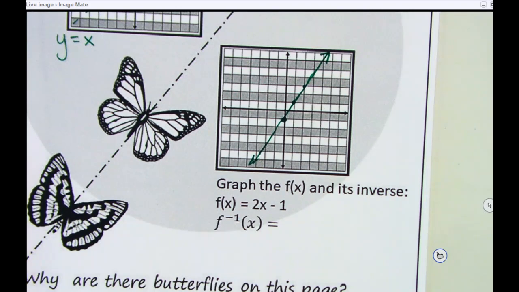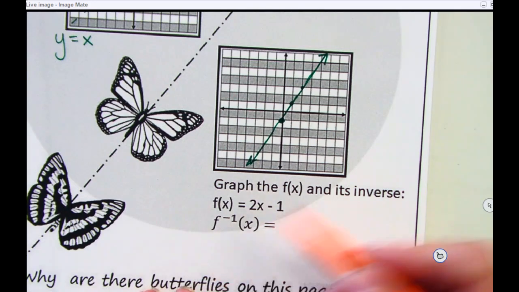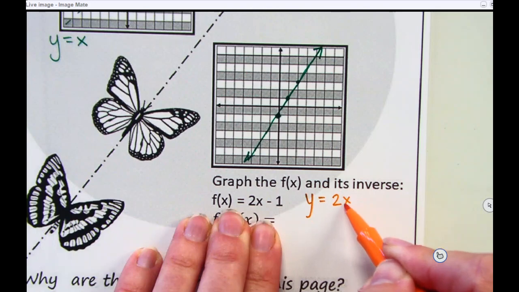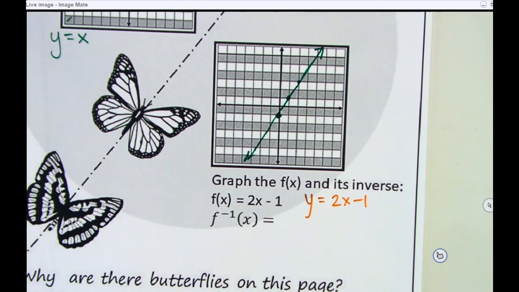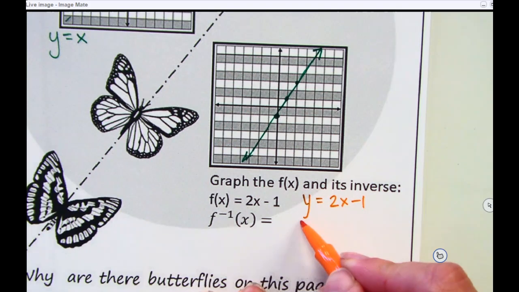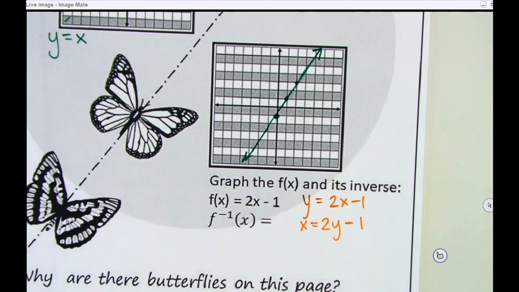Now to find an inverse point, I told you it was pretty easy. All we had to do was trade the x and y places, right? To find the inverse of a function, it's not as easy as flipping. So what I'm going to do is move this down there so I have some workspace. I'm going to change that f of x to a y. You guys know it's a fancy y. You're used to that. And then I'm going to trade the x and y places here. So x equals 2y minus 1.